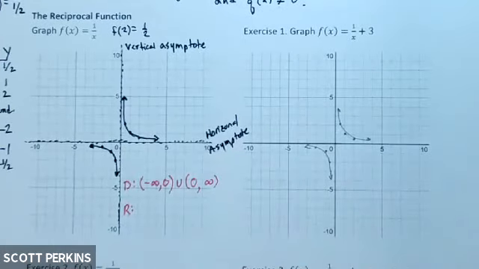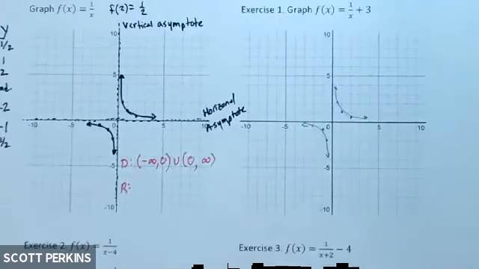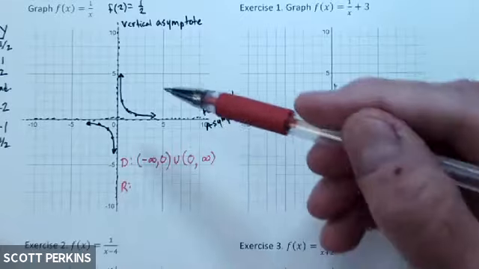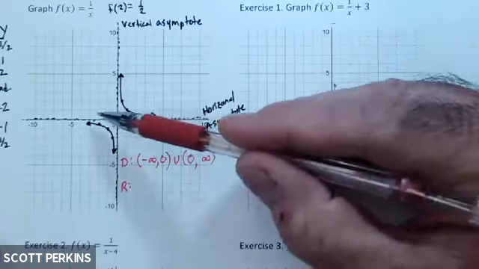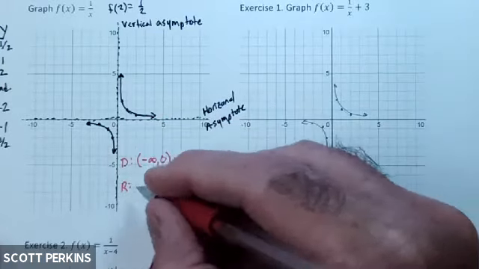So that domain says it's everything to the left of 0 and everything to the right of 0, just not 0. Don't use brackets. That would be a big mistake because a bracket means equality. You would be including 0, and then you're communicating something different. The range is the same thing. As I look up and down, I've got this horizontal asymptote that my graph is getting closer to, but never goes through. So the range is the same thing.